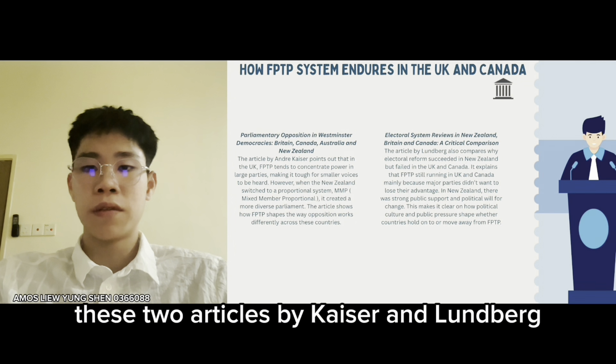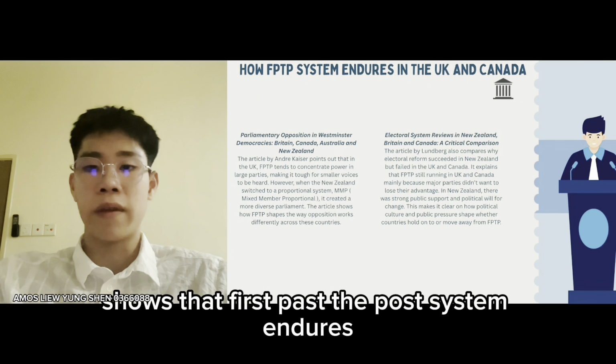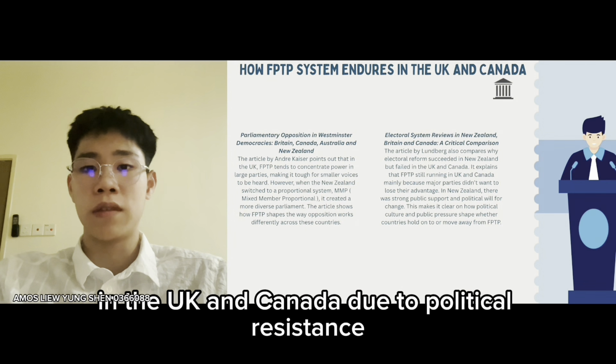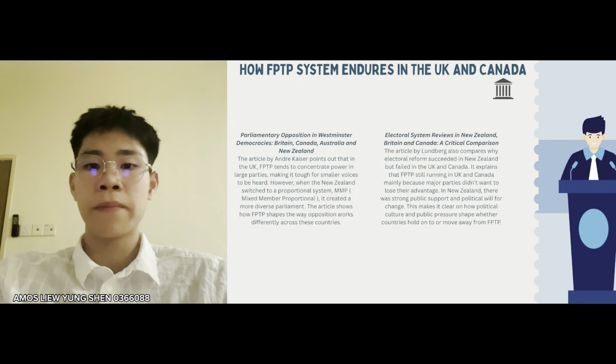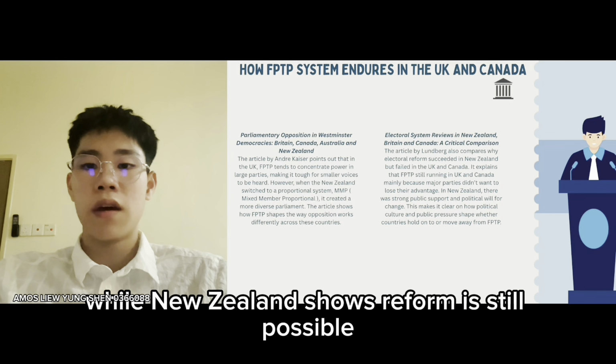These two articles by Kaiser and Lundberg show that the first past the post system endures in the UK and Canada due to political resistance, while New Zealand shows reform is still possible.